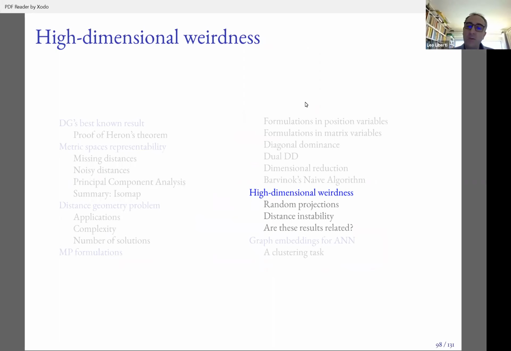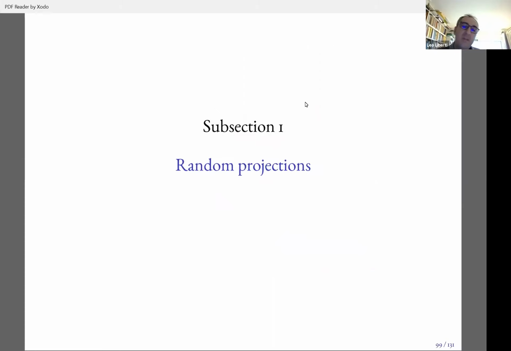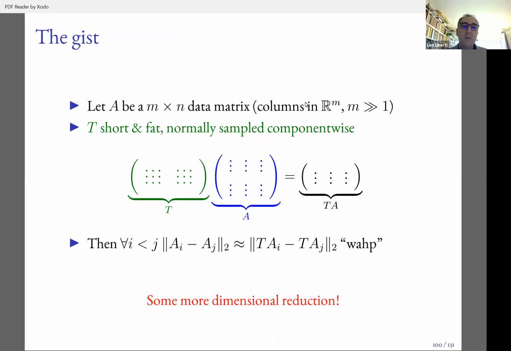Now, let me move to another section, which may well be the last. I don't know if I'm going to have time to do this part. So we talked about losing dimensions. Let me briefly talk about random projections, okay? These are also based on concentration of measure, but the argument is different from the one given in Barvinok's naive algorithm. So the gist of these random projections is as follows.